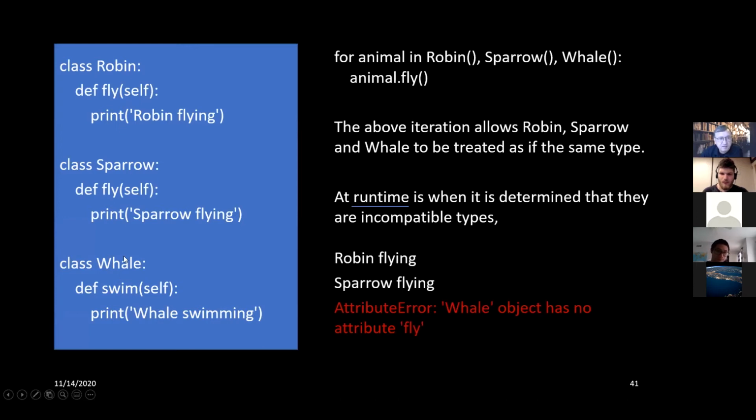We can pass either of these objects to code that is going to tell that thing to fly and call the fly method. The whale doesn't have a fly method, but it will let either of these objects be passed to it, and then at the time where it tries to call the fly method of the whale, since there isn't one, we get an error. So it would be able to say robin flying, sparrow flying, and then we would get this error.